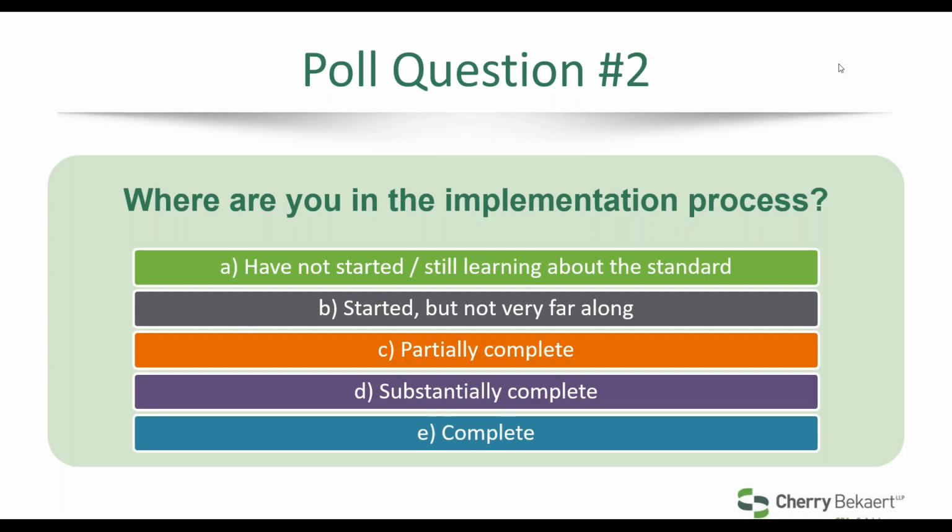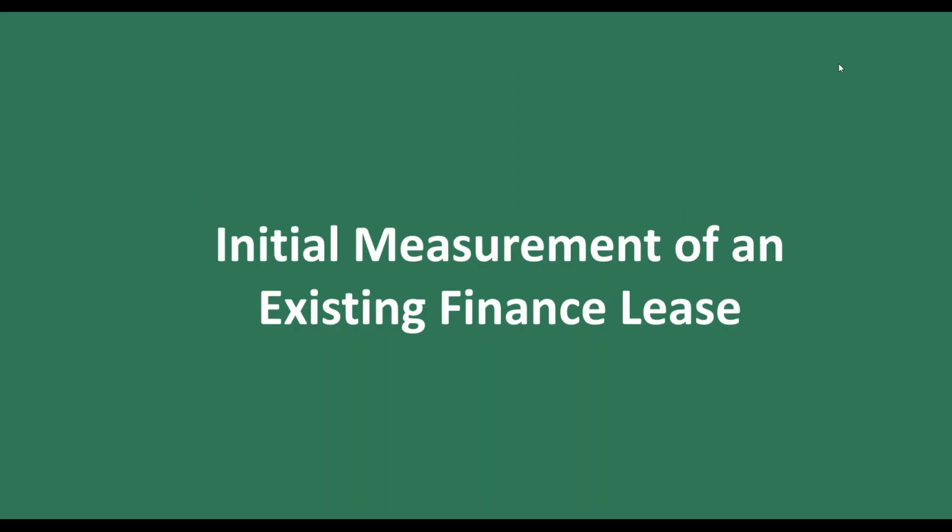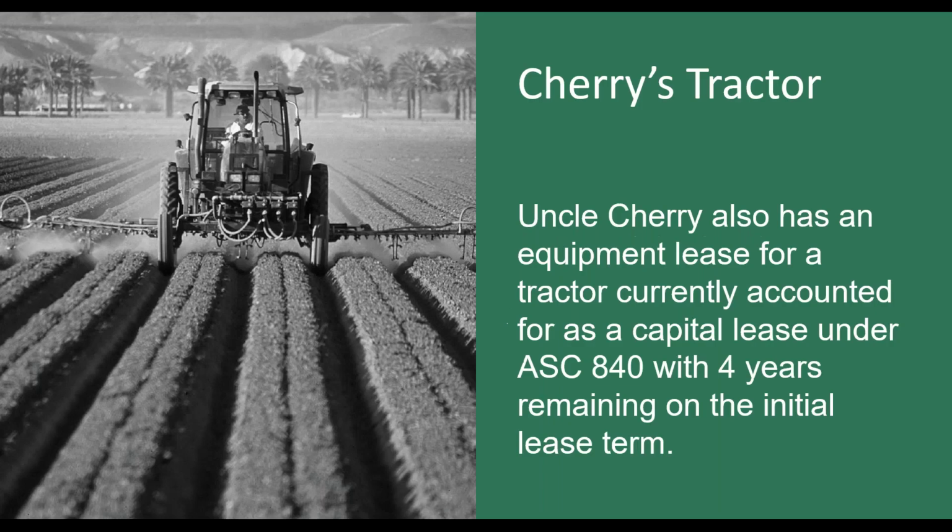I'm going to hand it over to Jessica to take a look at initial measurement of a financing lease, or what we used to call capital leases. This example is how you would transition an existing capital lease to 842, where it's going to become a finance lease. In addition to the office space, Uncle Cherry also has an equipment lease in place when the company adopts ASC 842. I'm not sure exactly what kind of business this company's in, but they have a lease for a tractor, and it has 4 years left.